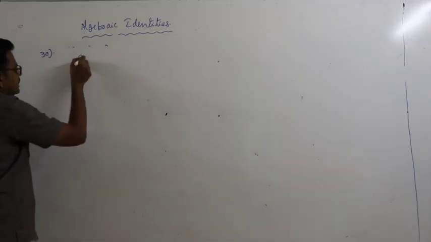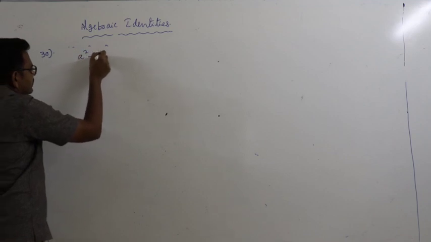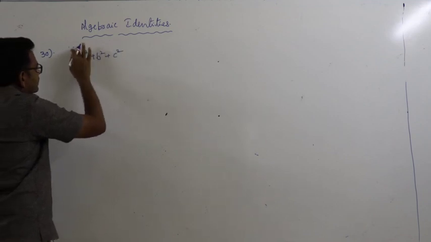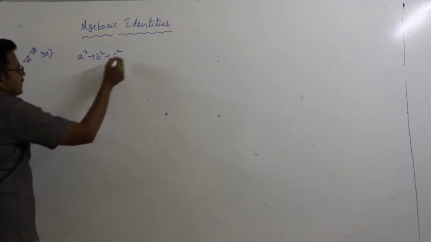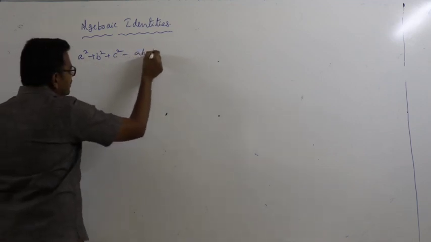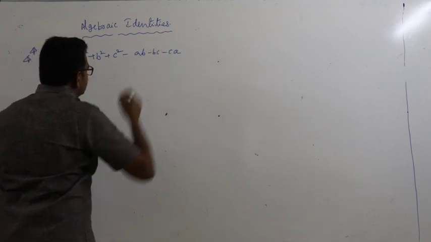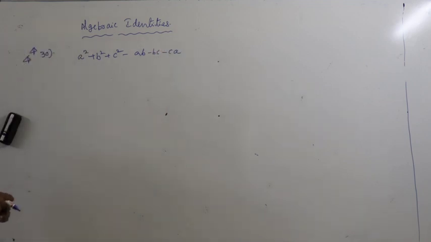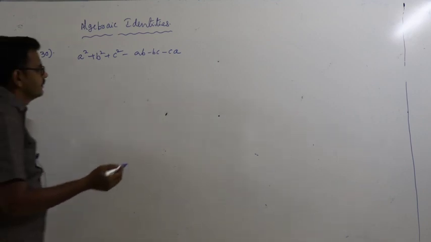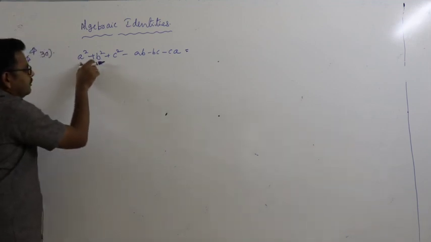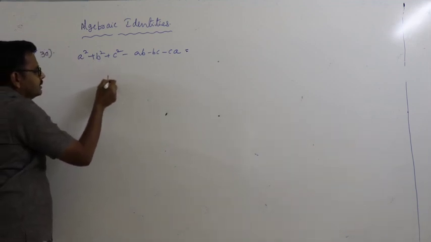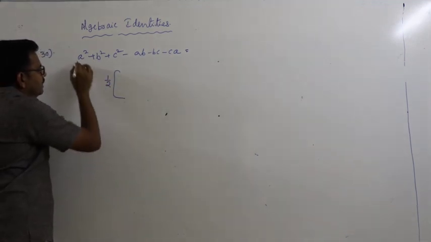Now this is a square plus b square plus c square minus ab minus bc minus ca. This is one expression. This can be reduced. I am multiplying and dividing by 2 for this. Dividing by 2, multiplying by 2.